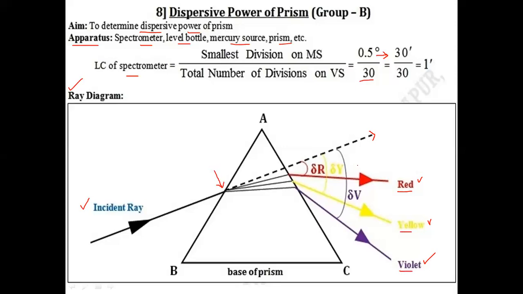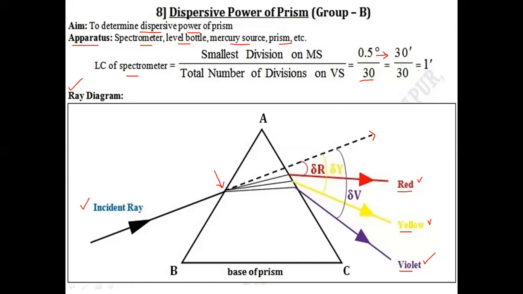violet line, then we can find out the angle of minimum deviation for red color, which is the angle between the dotted line, that is the original path of the incident ray, and the red color. Then delta y is the angle between the original path of the incident ray and the yellow color, and delta v is the angle between the original path of the incident ray and the violet color. So this delta r, delta y, delta v for red, yellow and violet color respectively, we can measure through spectrometer.